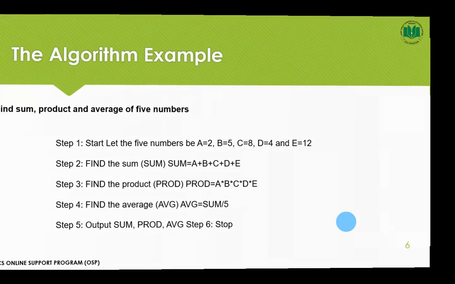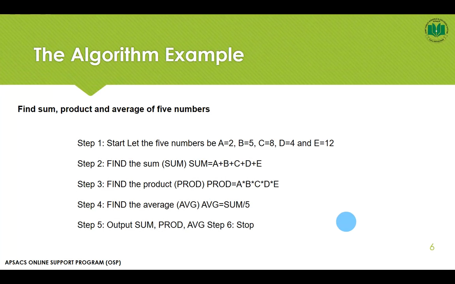So now we'll go to our next topic, an algorithm example. This is the problem: find the sum, product and average of 5 numbers. It has a very easy solution. If you want the sum, product and average of 5 numbers, you must have 5 numbers.